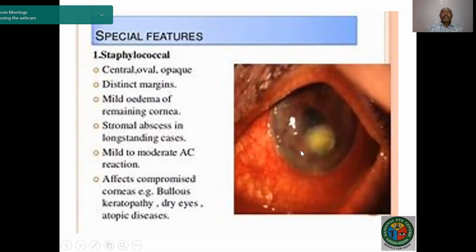These are typical of staphylococcal corneal ulcers with mild to moderate anterior chamber reaction. The conjunctiva is highly hyperemic in this patient.